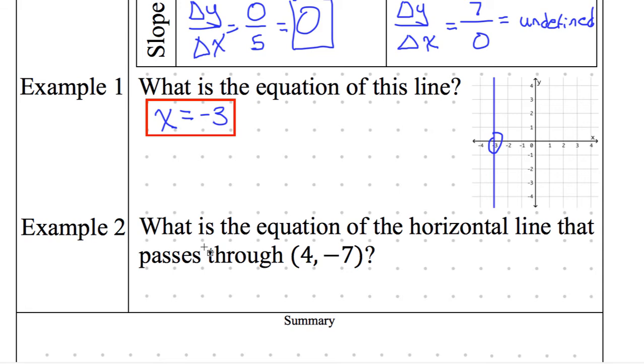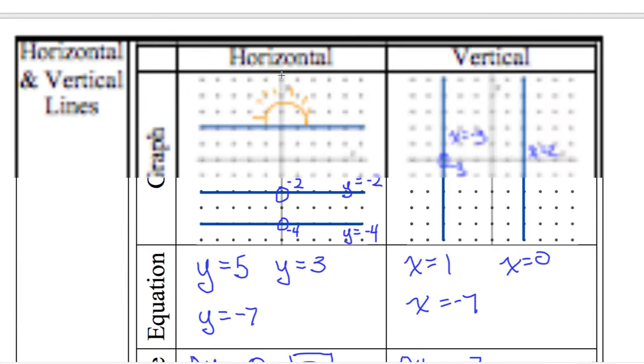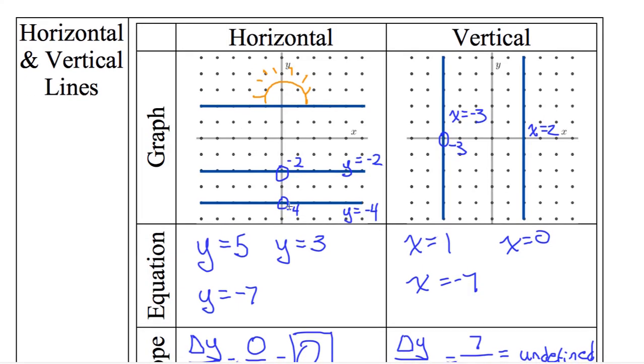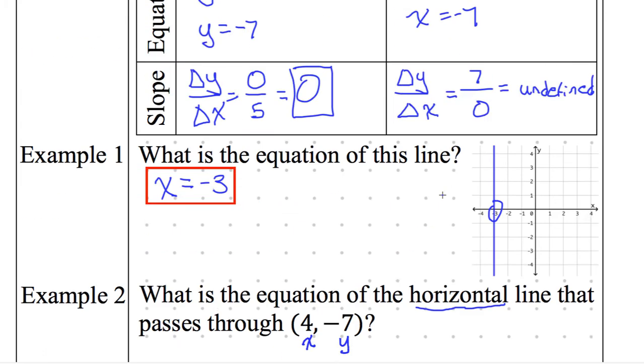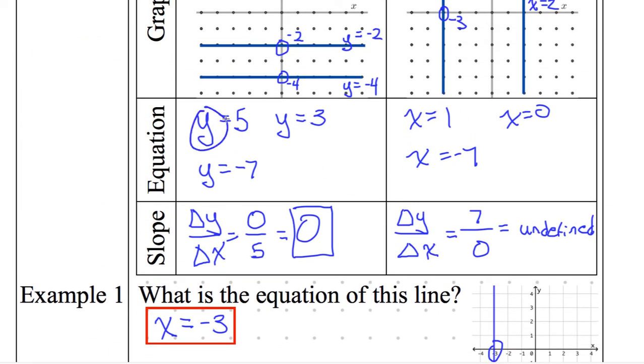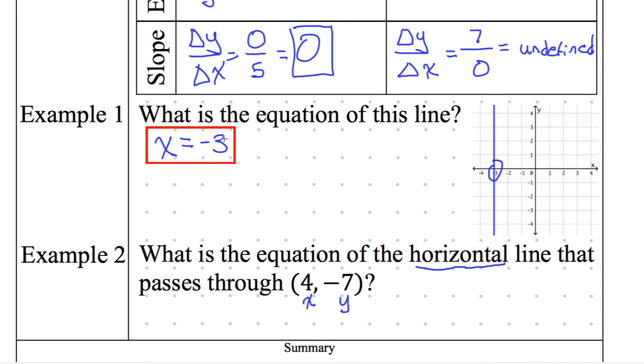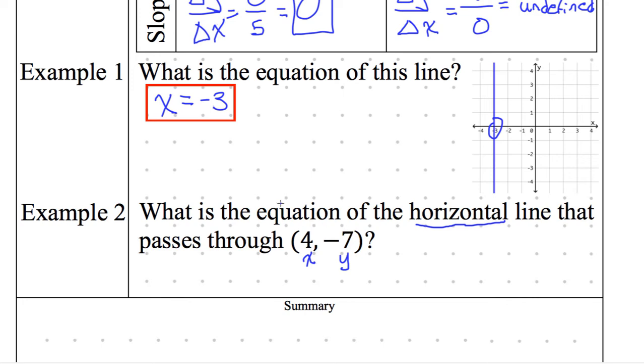Let's do example 2. What is the equation of the horizontal line? It already tells us that we're in the horizontal. We don't have to figure that out. It's a horizontal line, so that means we are on the left side of our notes. It passes through those 2 points, 4 and -7. Well, notice that 4 is the x-coordinate, -7 is the y-coordinate. Which one do we care about for horizontal lines? Horizontal lines is where y equals. So we care about the y-coordinate. The y-coordinate here was -7, so the equation is going to be y equals -7.